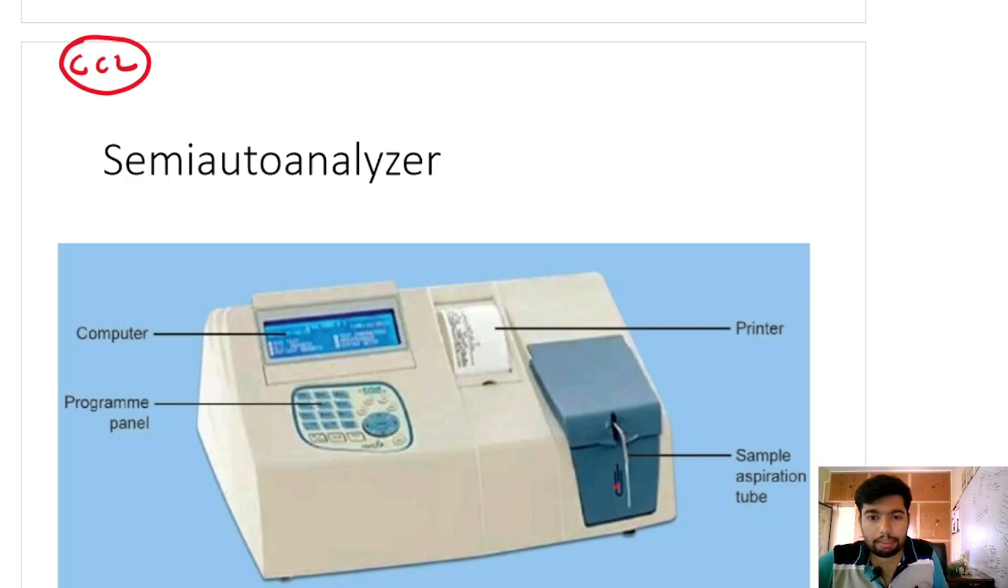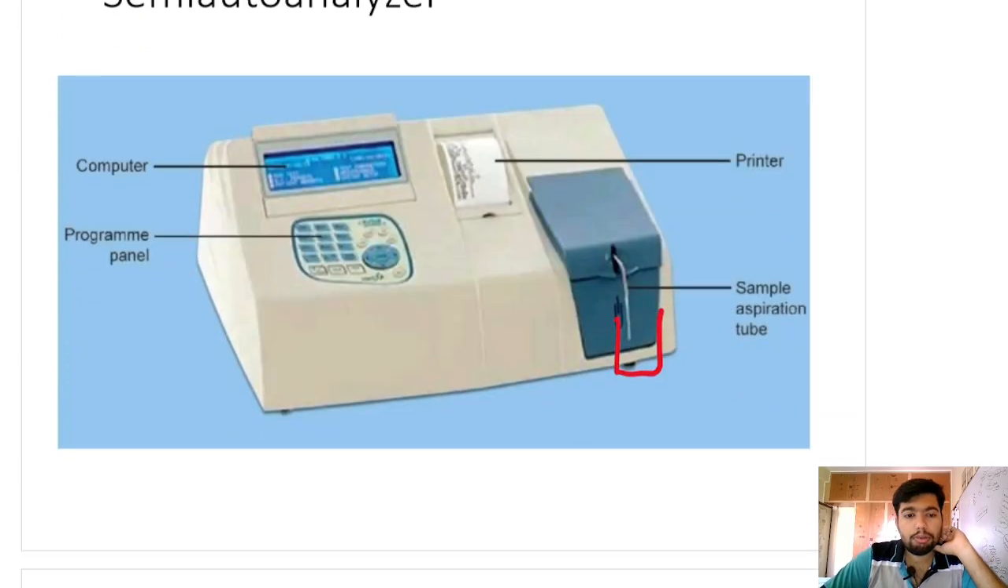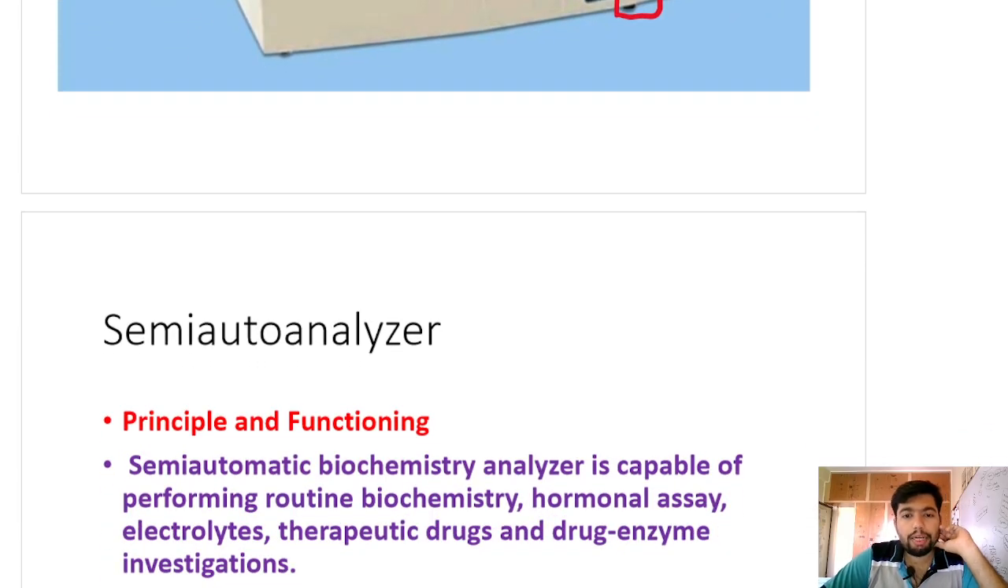You can see the sample aspiration probe. I have to put the sample here. It will aspirate the sample, and according to the colorimetric principle, this machine will show me the result. You can see the printer also, so you can generate a printed report. The semi-automatic biochemistry analyzer is capable of performing routine biochemistry tests. What are the routine biochemistry tests?